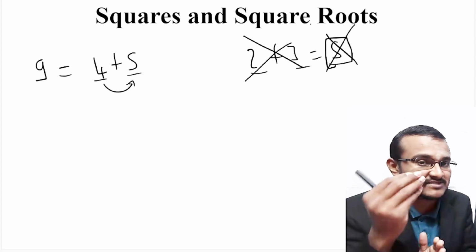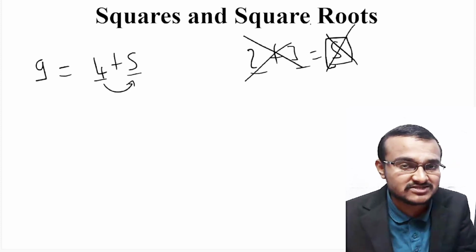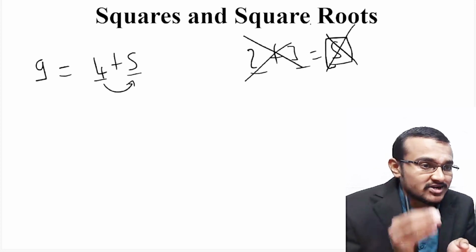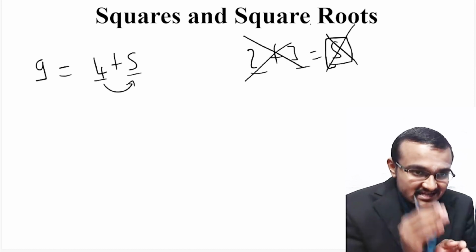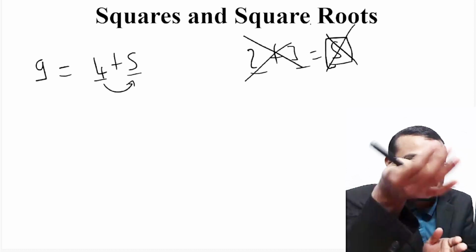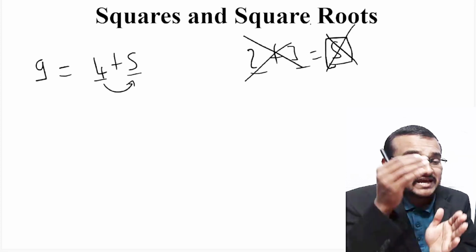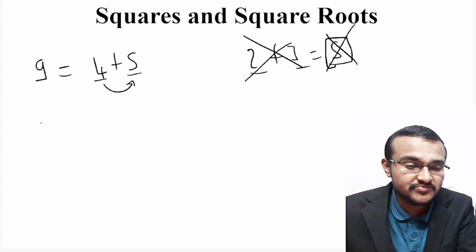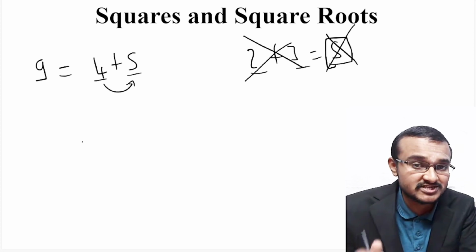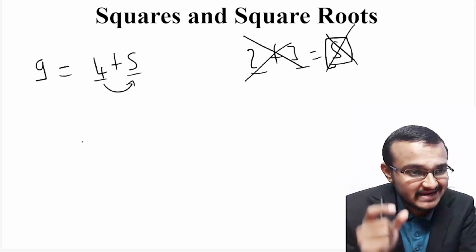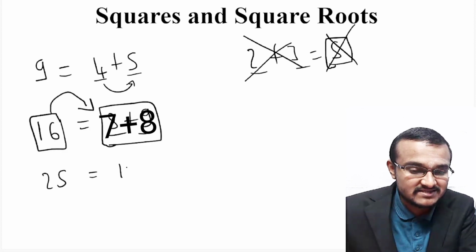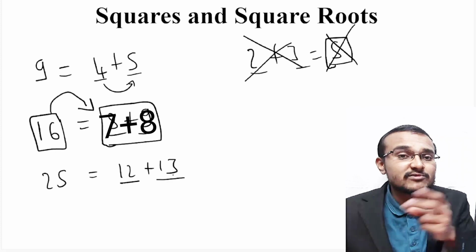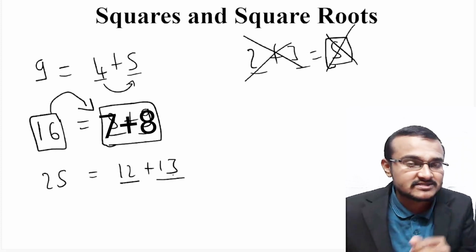Here 9 is expressed as 4 plus 5, where 4 and 5 are consecutive natural numbers. But you cannot take any natural numbers of your wish. You should only take those natural numbers which can give you a perfect square. Or you can tell this property in a reverse way, where every perfect square can be expressed as the sum of two consecutive natural numbers. Consecutive is the word you should remember. 25 can be expressed as 12 plus 13.